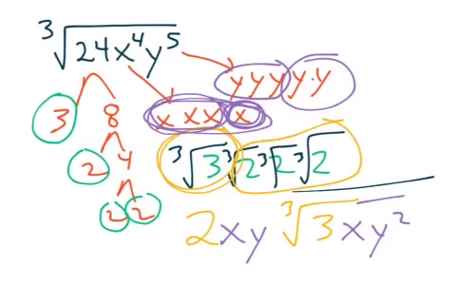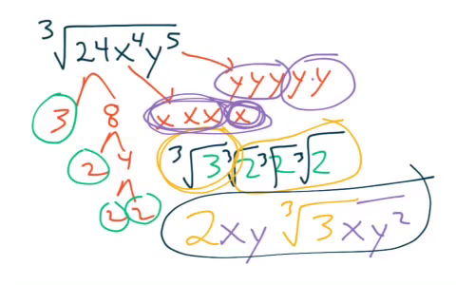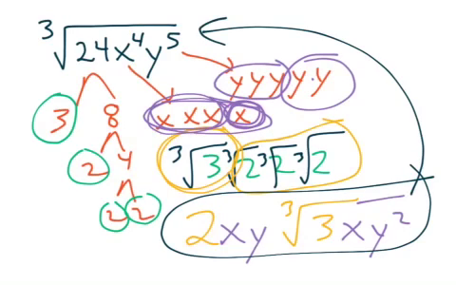So as you can see right down here, I have my answer: 2xy times the cube root of 3xy squared. This is a simplified version of where we started from. So pause the video and think about what I did, and rewind it if you have to.